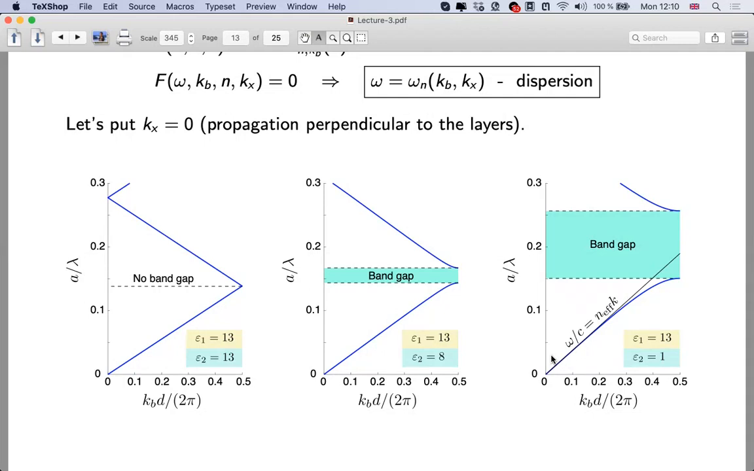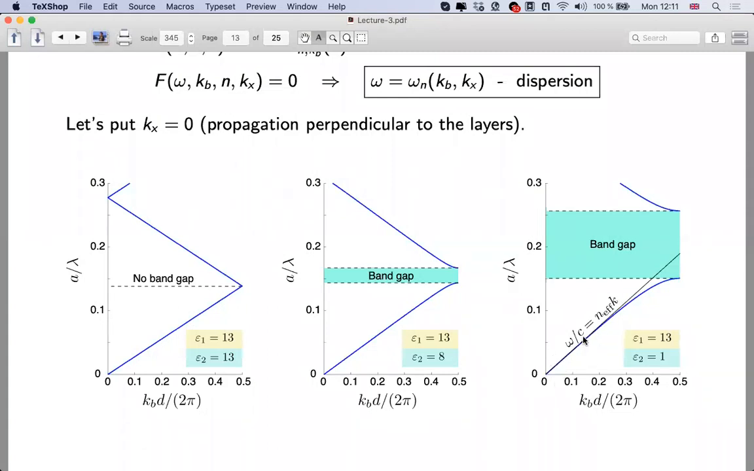I don't know the slope. So yeah, the slope is described by some effective refractive index, if dispersion is linear. So it's important, guys. We have a real periodic structure, but the wavelength of the incident light is much bigger than the period of the structure. And here in this region.